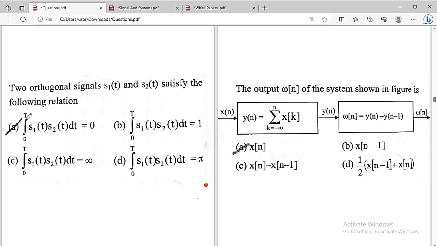So if the integration from 0 to T of S1(t) times S2(t) dt is equal to 0, then we can say these two signals S1(t) and S2(t) are orthogonal in this time period. If this condition is satisfied, then these two signals are called orthogonal signals in the time period 0 to T.